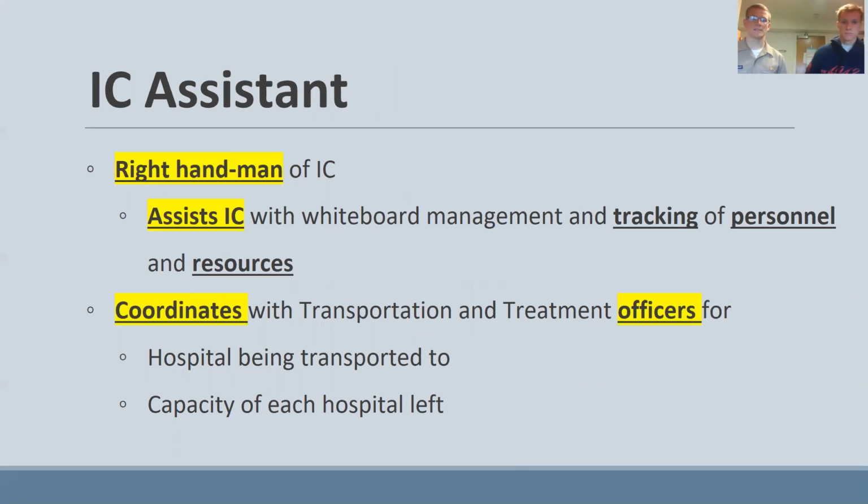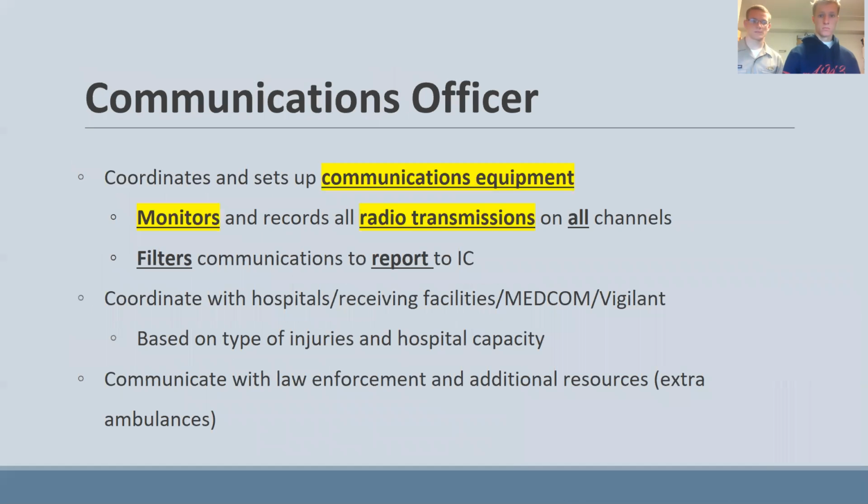So the IC assistant is the right-hand man of the IC. They're just there to help the IC with whatever they need, generally just with tracking and resource management. And then they're also going to coordinate with the transport and treatment officers to help them know where they need to go based on the hospital capacity and who's already there and what resources are available.